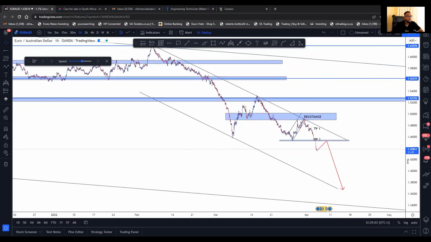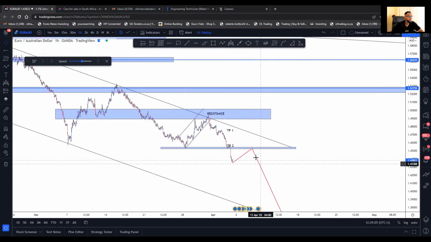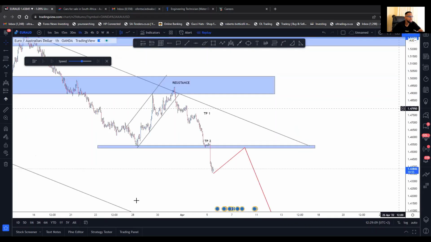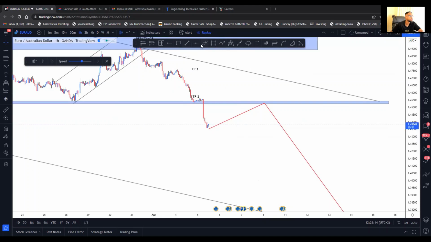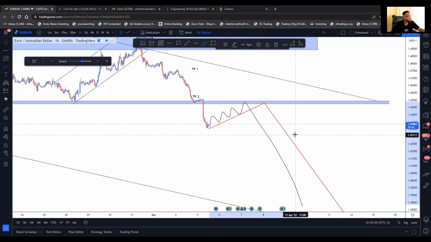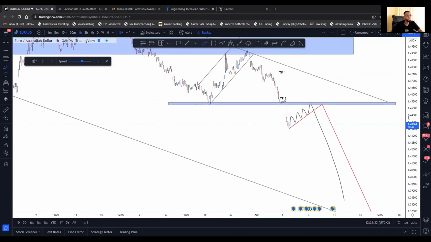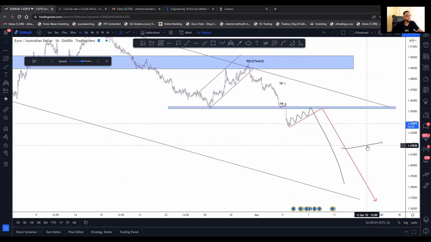This is what I'm expecting to happen. So I'm waiting for the market to give me a little bit of a move going to the upside in a corrective manner, something like this. And boom, we go down. So this is what I'm expecting on EURUSD.